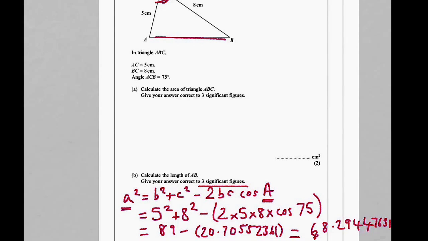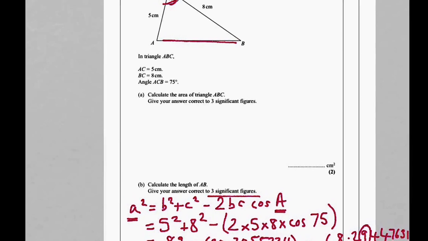I need to remember it's 3 significant figures. So that's my first, that's my second, that's my third. It's either 68.2 or it's 68.3. Because of the 9, it means it's 68.3.